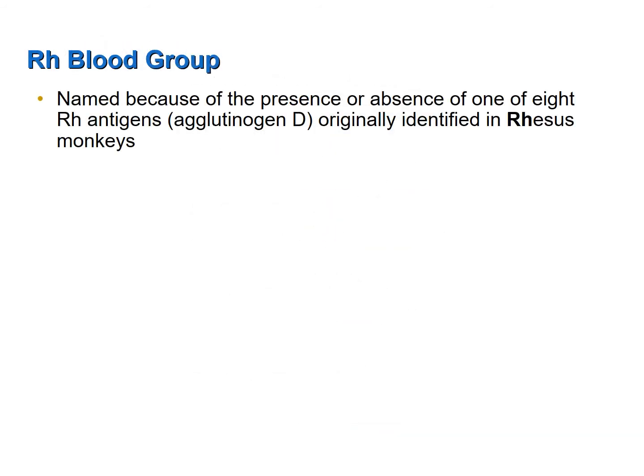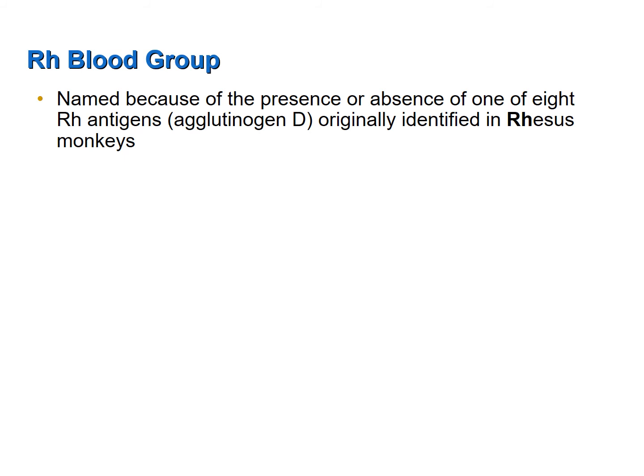So now that you have a good understanding of the ABO blood group, let's now talk about the Rh blood group, because this blood group is also responsible for the most vigorous transfusion rejections. This blood group is named for the presence or absence of one of 8 Rh antigens, the agglutinogen D antigen specifically. These antigens were originally identified on rhesus monkeys, and rhesus begins with the letters Rh, and that's where we got the name Rh blood group.